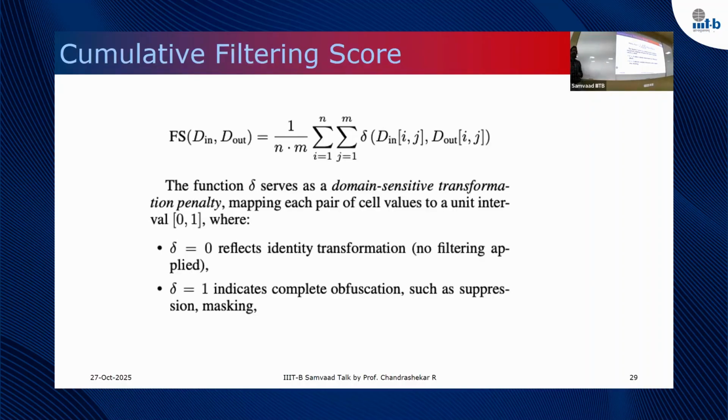So this is the cumulative filtering score. For each attribute, for each data item, we say this was the original data item, and this is what is being given out. We do some kind of distance measure between the two, and we accumulate it and say this is your overall filtering score. It is basically an averaging. Incidentally, for this proof of concept we work with tabular data, not unstructured data, at this point in time. So in tabular data, n into m is essentially the number of cells, the number of rows multiplied by the number of columns. So we just say that on average, this is the filtering score that you are getting.